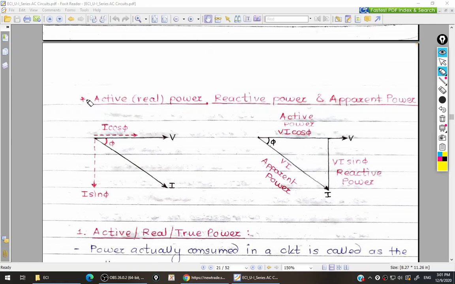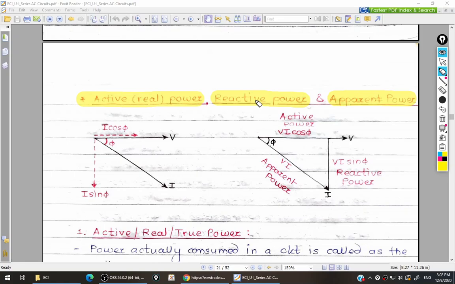Electrical power can be divided into three different types: active power, also known as real power, then reactive power, and apparent power. In today's lecture, we will discuss in detail what these three different types of power are. For understanding these types of power, you can consider any RC or RLC or any type of series circuit.